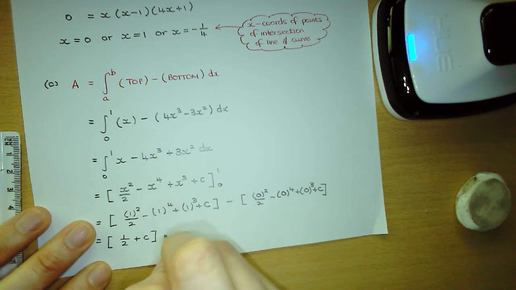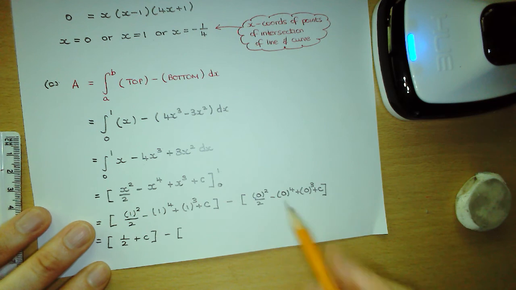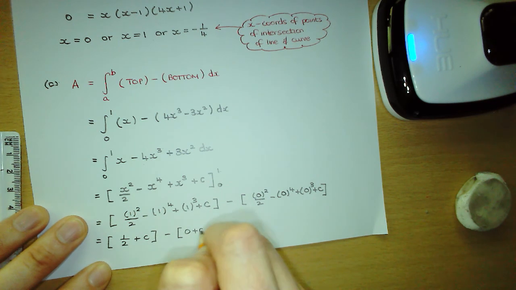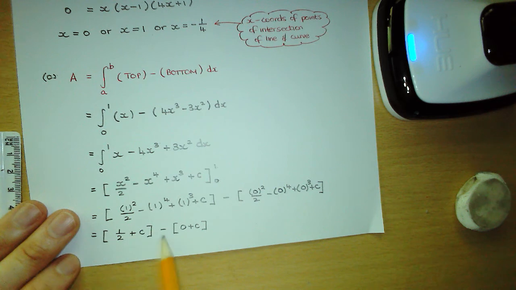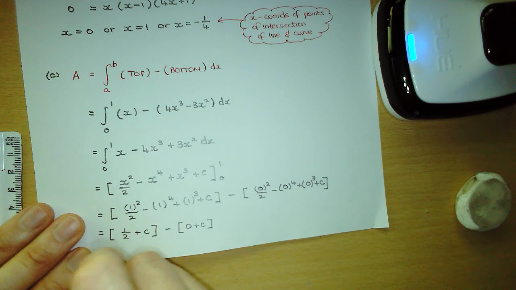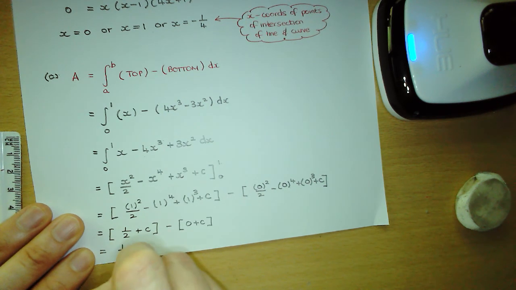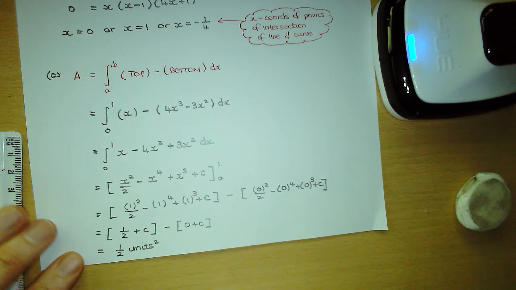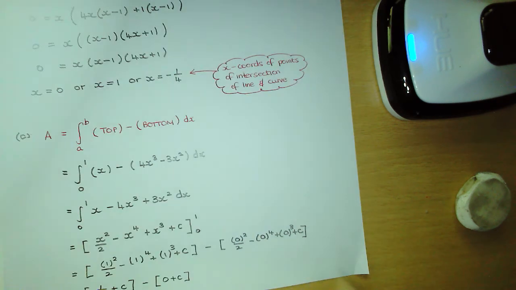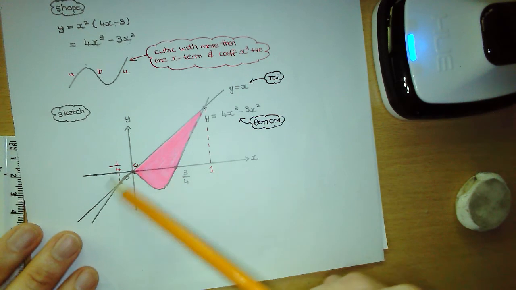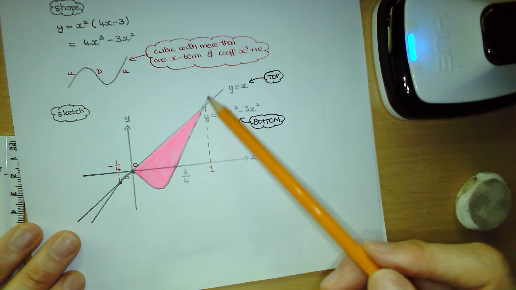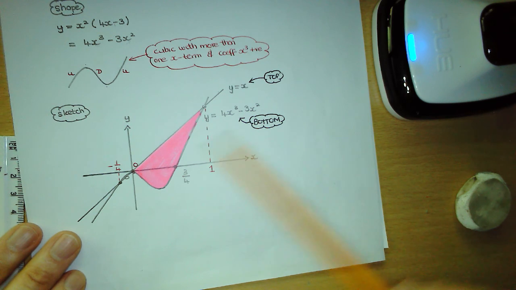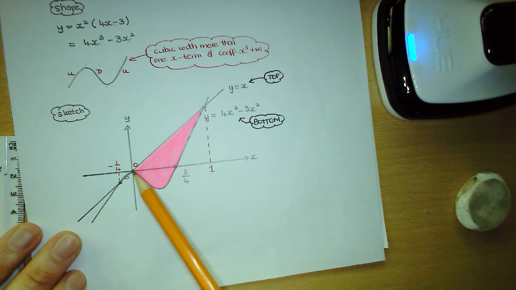And then we're subtracting. We're going to have nothing plus c, and again the c's always cancel out, so we're just left with a half minus nothing, which is going to give us a half units squared, and that is the area between the line y equals x and then this curve here, y equals 4x cubed minus 3x squared, between 0 and 1 on the x-axis.